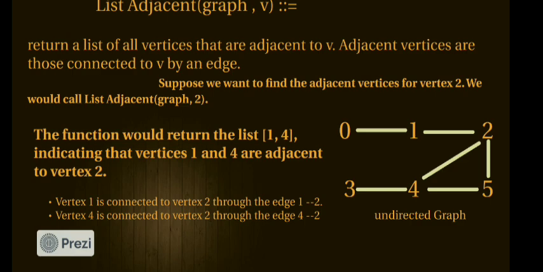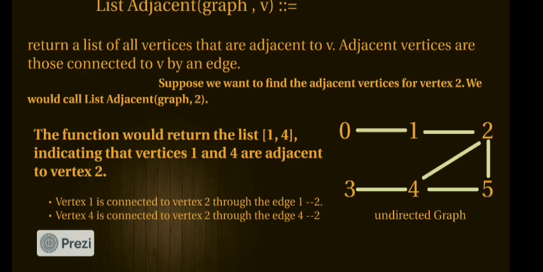In this graph, we have considered 6 vertices and it is an undirected graph. So if we want to check the adjacency list for vertex 2, we call the function list adjacent of graph, 2, where this function would return the list 1, 4, indicating that vertices 1 and 4 are adjacent to vertex 2, as we observe in the above figure.